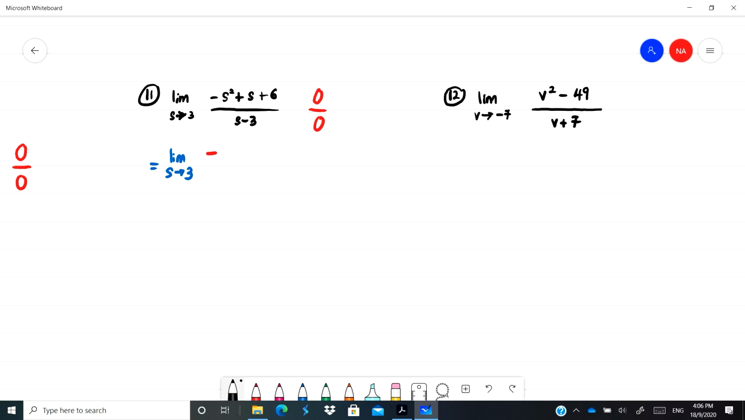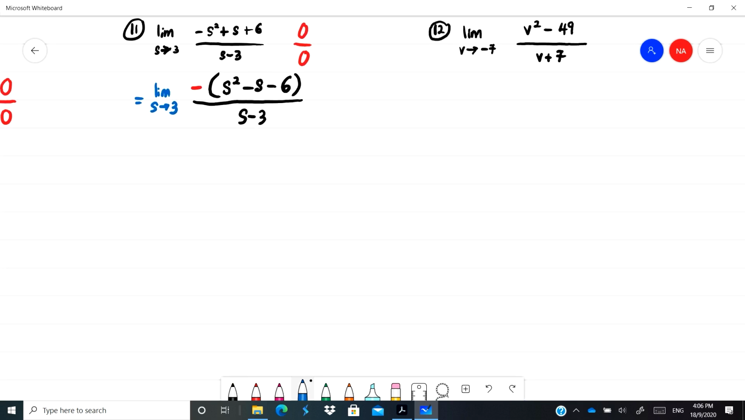That leaves only s squared minus s minus 6. This is what I am doing: I factorize out the negative first, and only then factorize s squared minus s minus 6. You can even use your calculator. With s approaching 3 and the negative there, I factorize the one in the bracket, so I will get something like s minus 3 times s plus 2, and at the denominator you will have s minus 3.